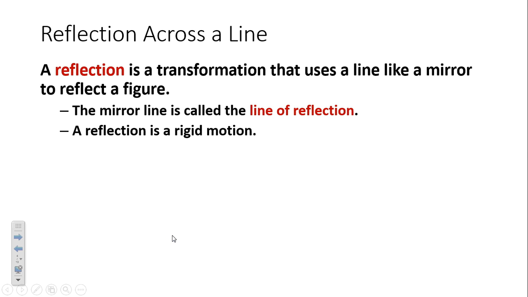And just like a translation, a reflection is a rigid motion, which means that we do not change the size or the shape of the figure when we reflect it. We don't change the angle measures. The lengths of the segments all remain the same. We'll just be in a different location, different orientation. I believe you did this last year as well.